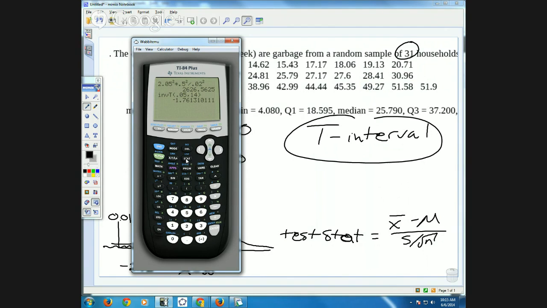So where's that located on my calculator? I can't remember. Excellent, stats, test. Okay, and we want the t-test or t-interval here? We're doing a confidence interval? Or are we doing a hypothesis test?